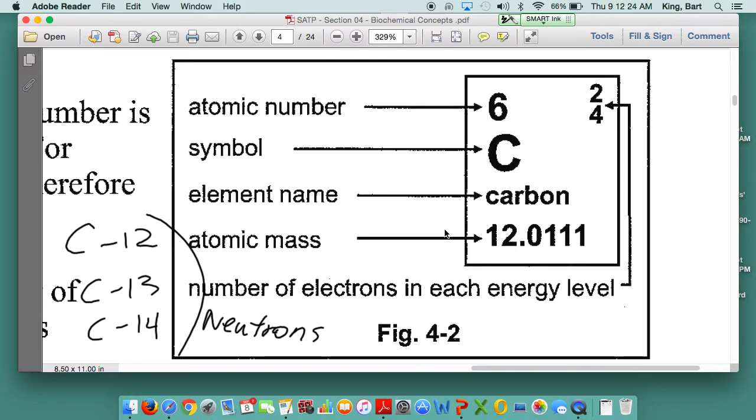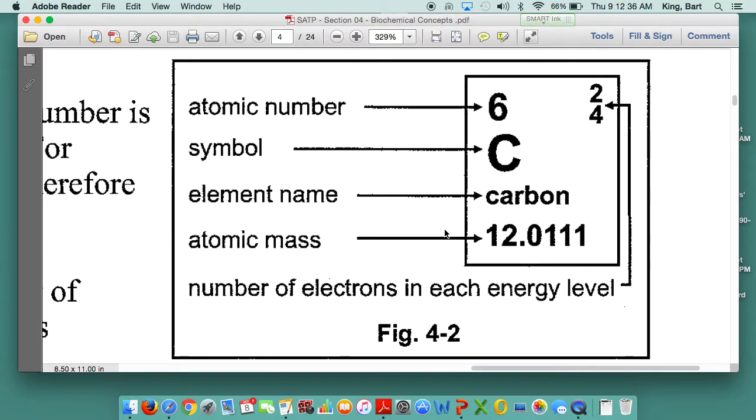They're the same chemical structure. They have the same protons, same electrons. They just have different masses because the mass is in the nucleus. Because there's a different number of neutrons, the mass is different.